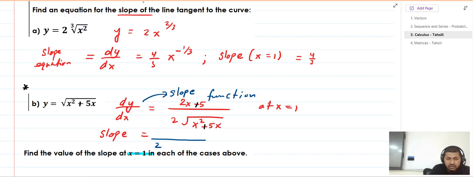So now I'm going to substitute 1 inside here. So I will get 2 square root of 1 plus 5, which is square root of 6, and on the top I will get 2 plus 5, which is 7. So I just have 7 over 2 root 6. That's it. Leave your answer like that.